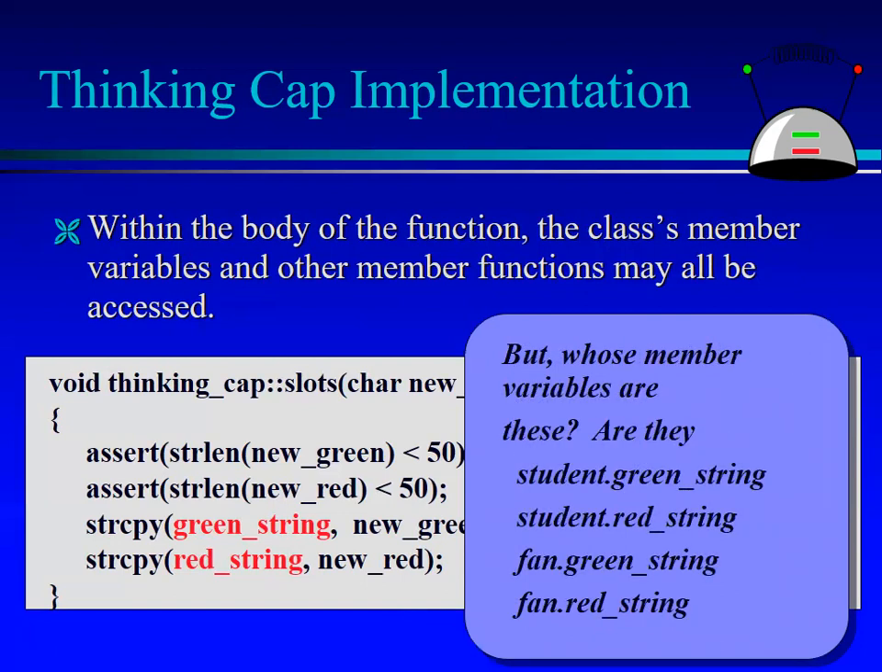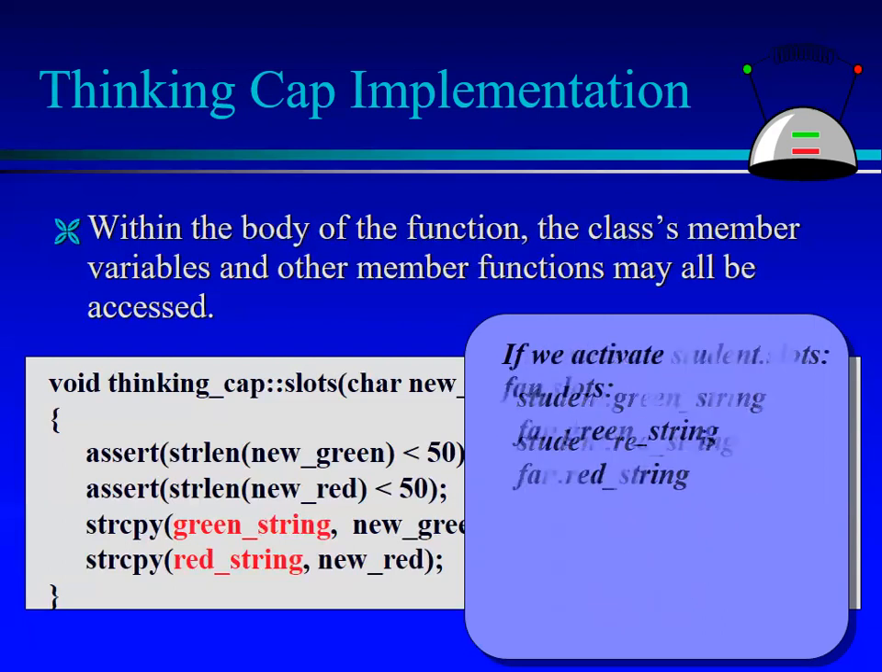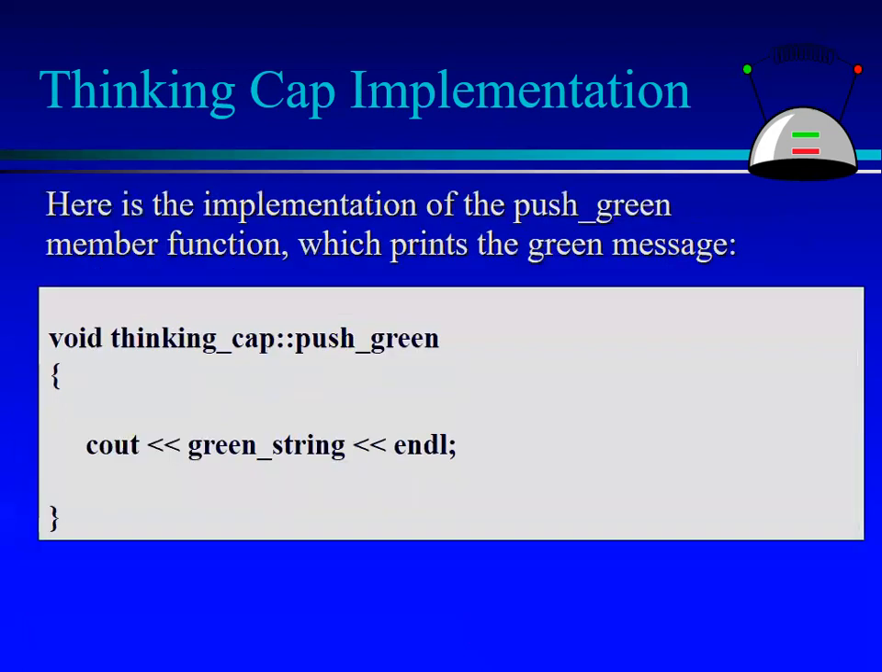Irrespective of that, this is a common structure. If we are accessing through student dot green string, then at that time these are the members of the student object. And if you are accessing the same using the fan object, then at that time this particular function will work for that particular object. So n number of objects can access the same set of statements which is written.